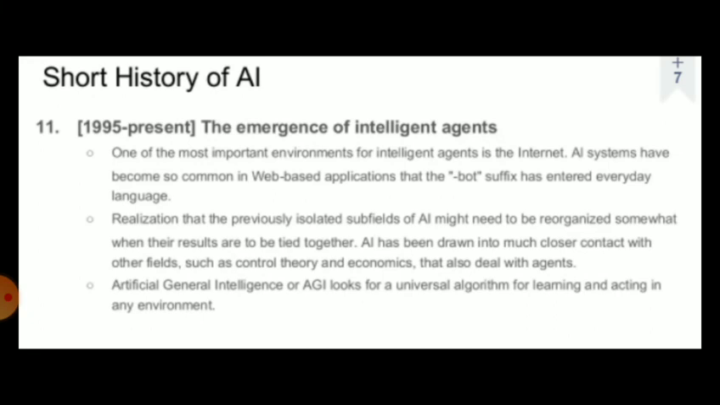Then 1995 to present, that is the emergence of intelligent agents. In 1997, IBM Deep Blue won the chess competition against the world chess champion Gary Kasparov. IBM Deep Blue is known as the first computer to beat a world chess champion. In 2002, for the first time, AI in the form of a vacuum cleaner was used at home. And in 2006, various businesses started using AI, such as Facebook, Twitter, and Netflix.